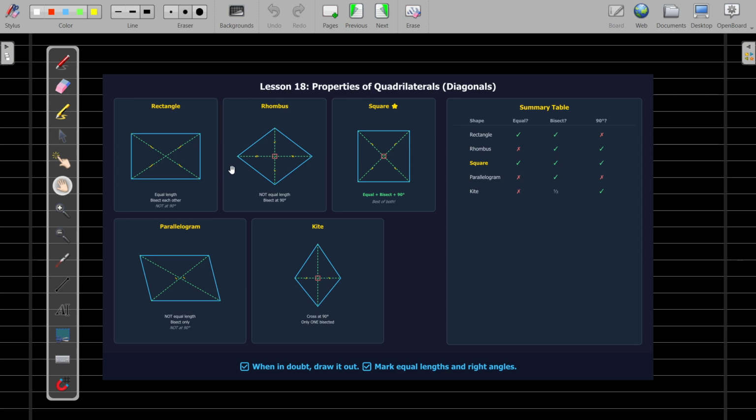So in year 7 we learned the names of quadrilaterals based on their outside edges. Today we are looking inside. We're going to classify them based on their diagonals, the invisible lines that connect opposite corners, as you can see right here. So let us start with the rectangle.